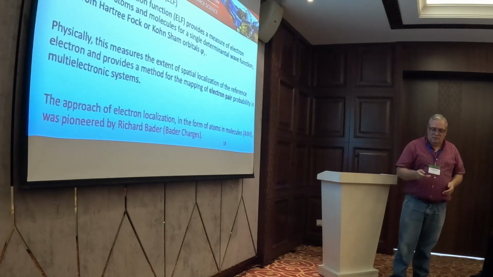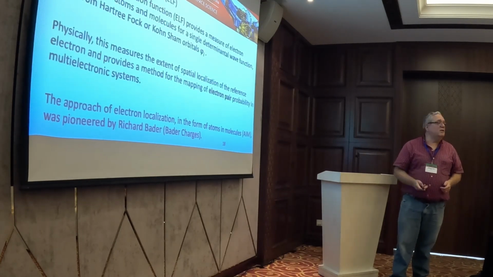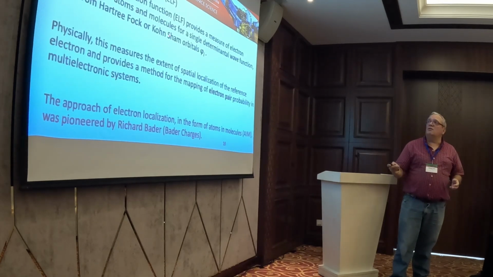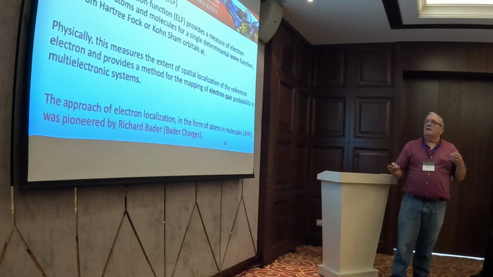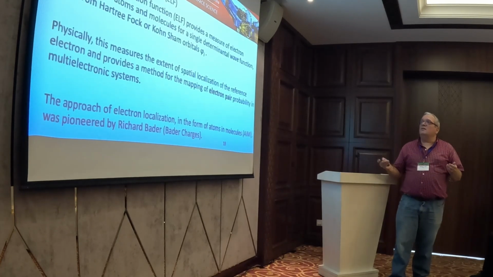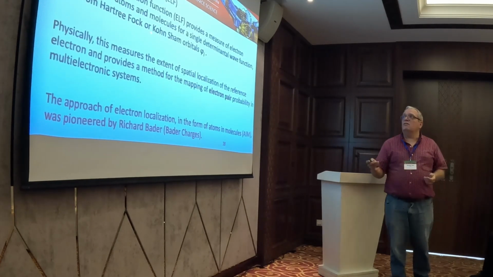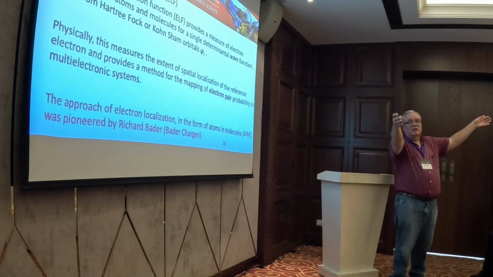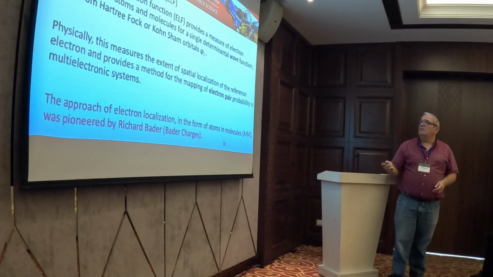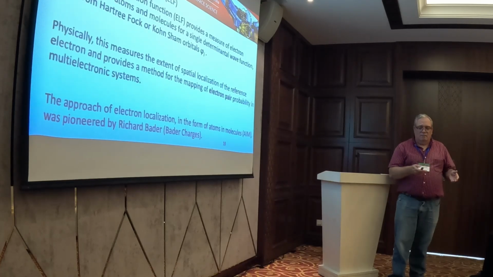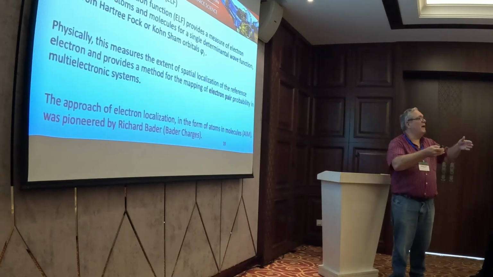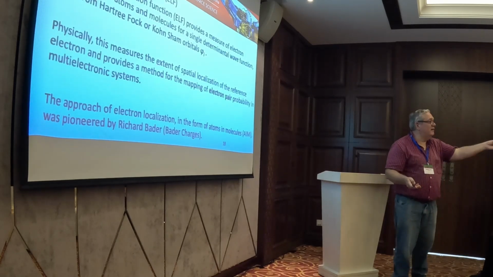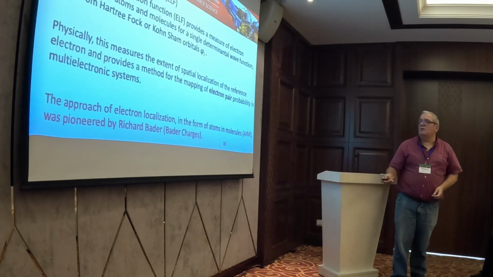Another tool. This tool is called the electron localization function. This function provides a measure of the electron localization from a single determinant wave function made from Hartree-Fock or from Kohn-Sham orbitals. This measures the spatial localization of the reference electrons and provides a sort of map of where the electron pair is. I will show you a picture.